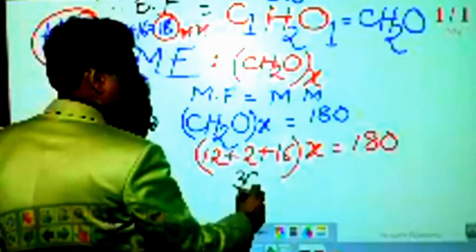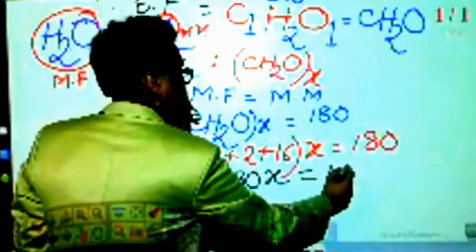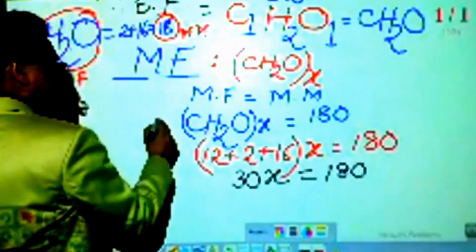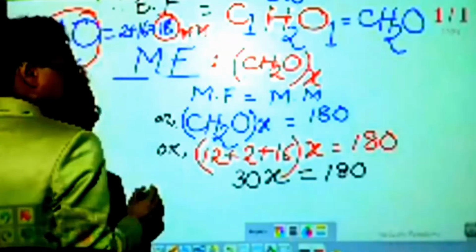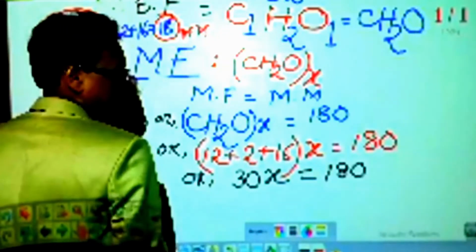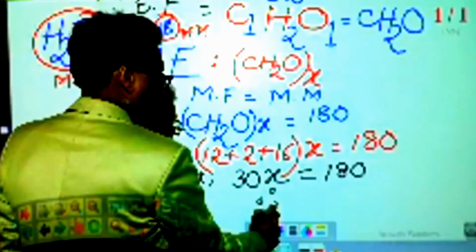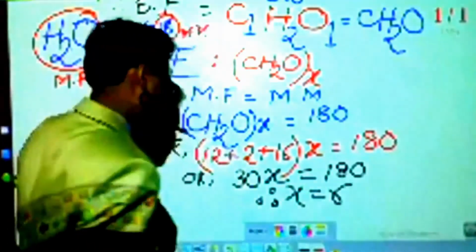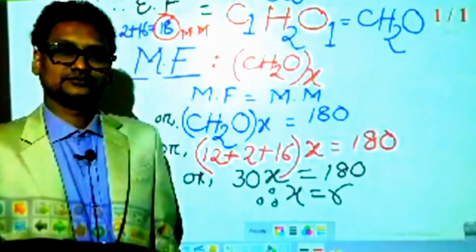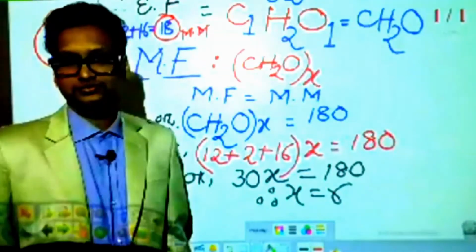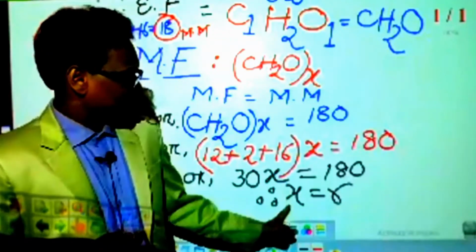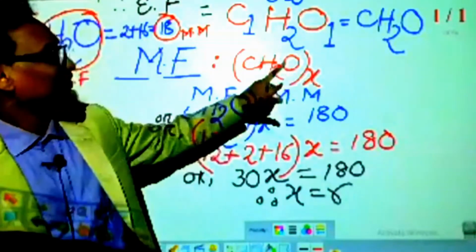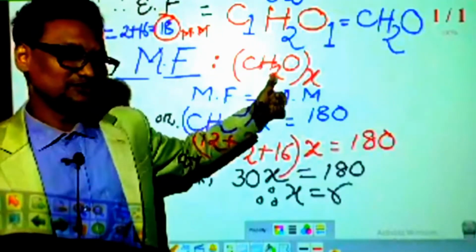So the result will be 30x is equal to 180, so x is equal to 6. This is the ratio of the atoms of this compound. So if you put the value of x here, then the exact formula will be found.